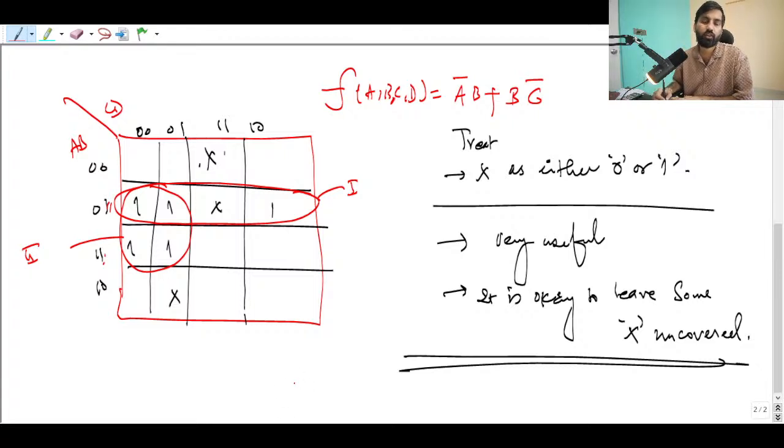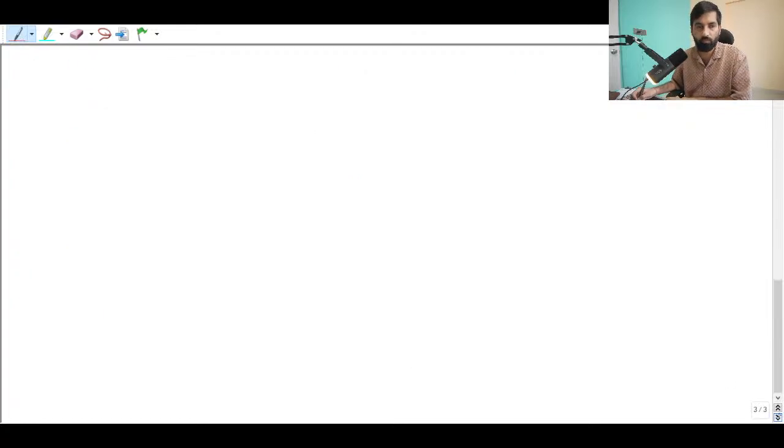Understand? So what we are considering here is that A is your MSB and D is the LSB, right? I hope this makes sense to everyone. Suppose in the question, how will the question be given? The problem will be given like this.